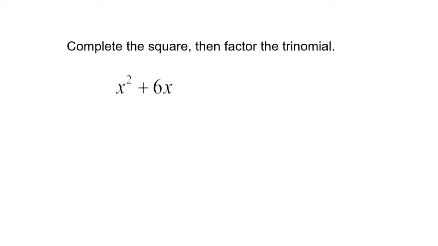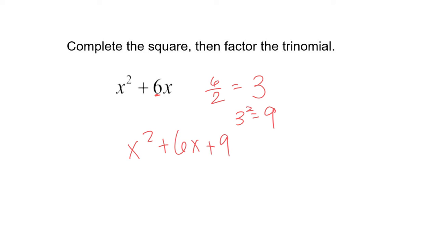So step 1, well, of course, figure out what your b is. Step 1 is take half of b, which is 3. Then you square it, which is 9. Then you add it, x squared plus 6x plus 9. So now we factor it. We have a perfect square.